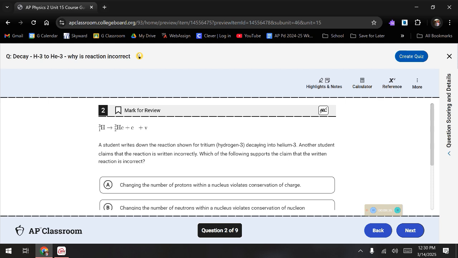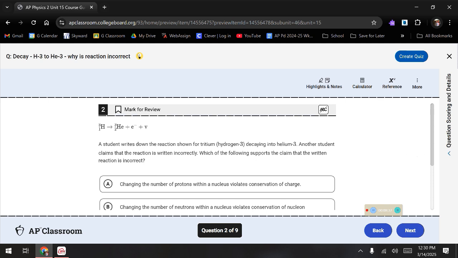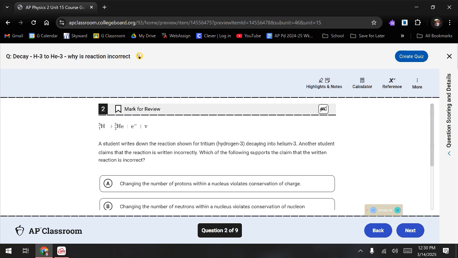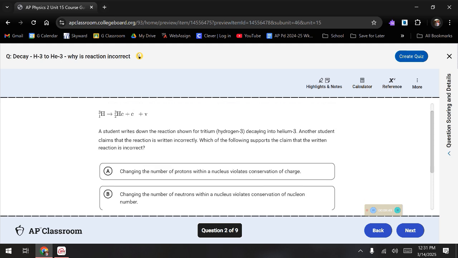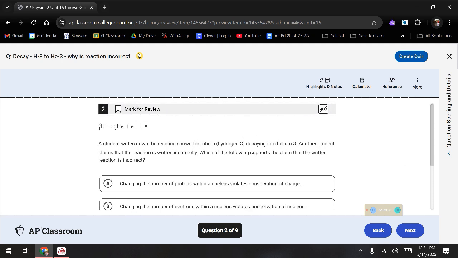Just doing a handful here. Well, actually, here you go. A student writes down the reaction for tritium, or hydrogen-3, decaying into helium-3. Another student claims that this reaction is written incorrectly. Which of the following supports the claim that the reaction is written incorrectly? The change of the number of protons in the nucleus violates the conservation of charge. True or false?